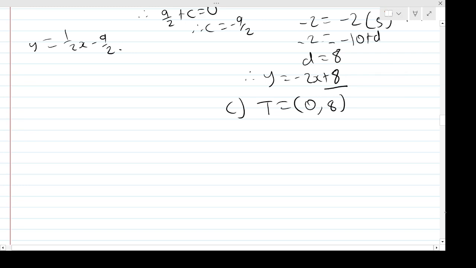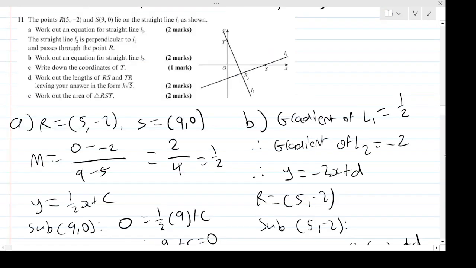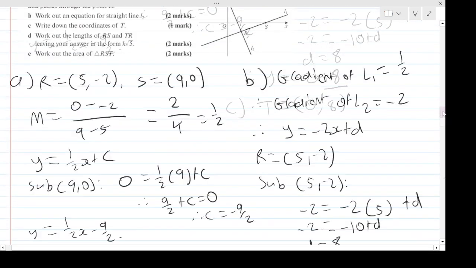Alternatively, if you didn't realise that, you should hopefully at least realise it's on the y-axis. That would mean x is 0. So then you substitute x = 0 into that equation, and you would get y is 8, which would be the y-intercept there.